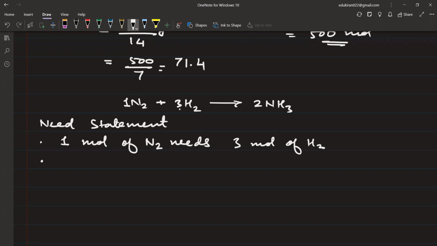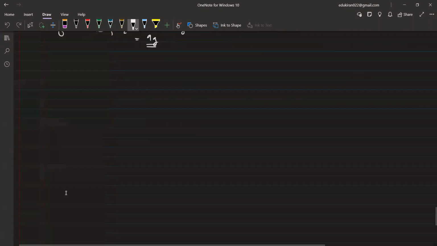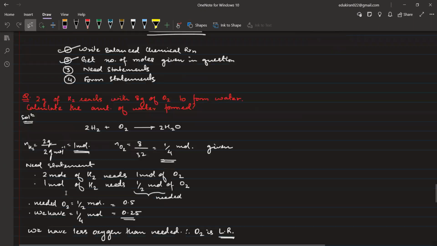Now you tell me how many moles of N2 do we have here? 1 mole. No, this is your ideal case. We have 71.4, that is the given. We don't have 1 mole of N2. This you have written according to the reaction, not according to what we have. Correct? We told you this in the last class as well. If you had revised, you would know.